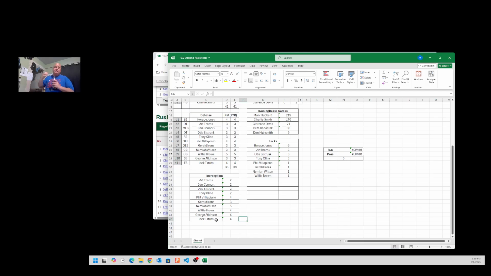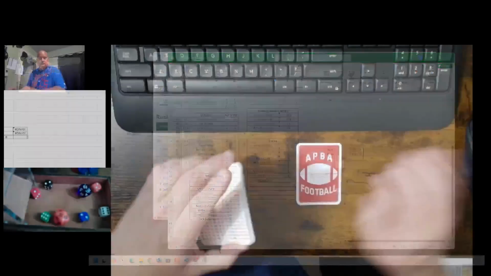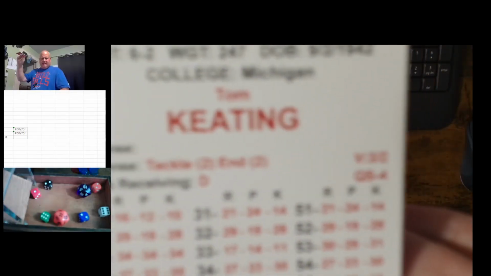Okay, we got to get to the backups now. So now we'll take the backup defensive players. We're going to start with Carlton Oates. And all we're going to do is fill in interceptions and sacks. Carlton Oates is a QS1. Tom Keating. So okay, there's one right there. Tom Keating, you can see, is a 3.